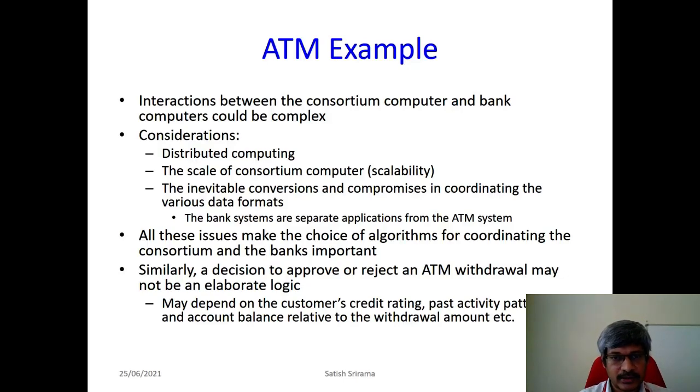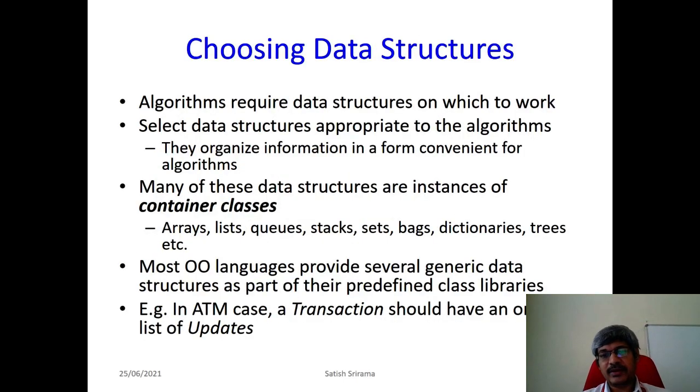That's about finding the right algorithms. Then we have to find the right data structures as well. All these algorithms actually require the data structures on which you have to work. When we are choosing the data structures, we have to choose the data structure which ideally fits that particular algorithm. In that sense, data structures basically organize the information in a form convenient for the algorithm which you are trying to develop.